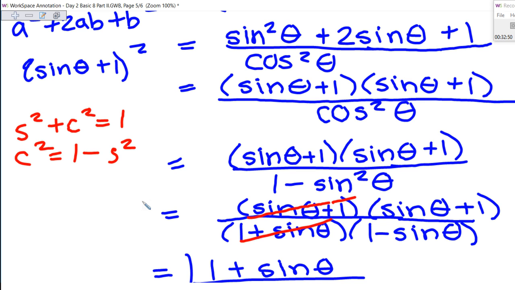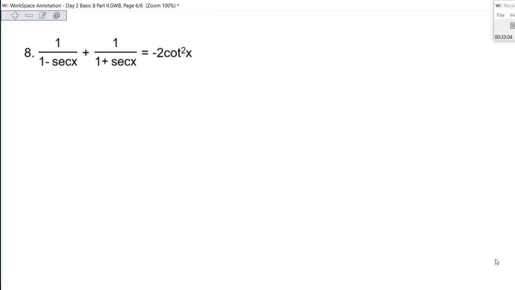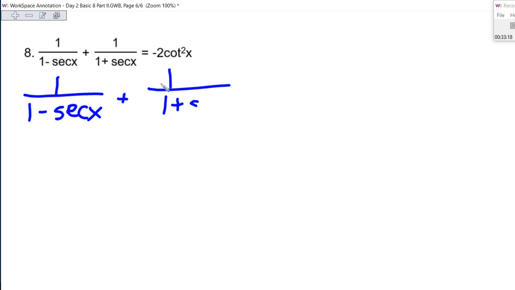Okay, one more. I want you to do problem number 8. Prove that the left side is equal to the right side. Problem number 8. 1 over 1 minus secant of x plus 1 over 1 plus secant of x. You need to show that it's equal to negative 2 cotangent squared.